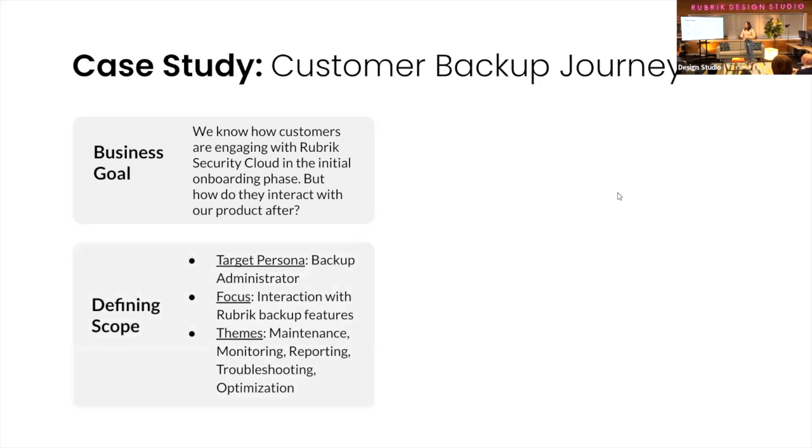To help define the scope here, I realized that we need to focus on our primary persona, which is our backup admin. And specifically, how are they interacting with those backup features that Rubrik provides? After talking with some internal experts, I decided that the themes that we would be focusing on are maintenance, monitoring, reporting, troubleshooting, and optimization.